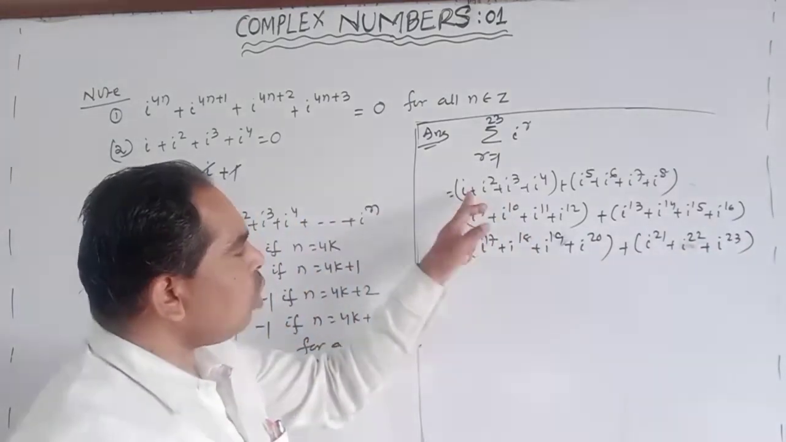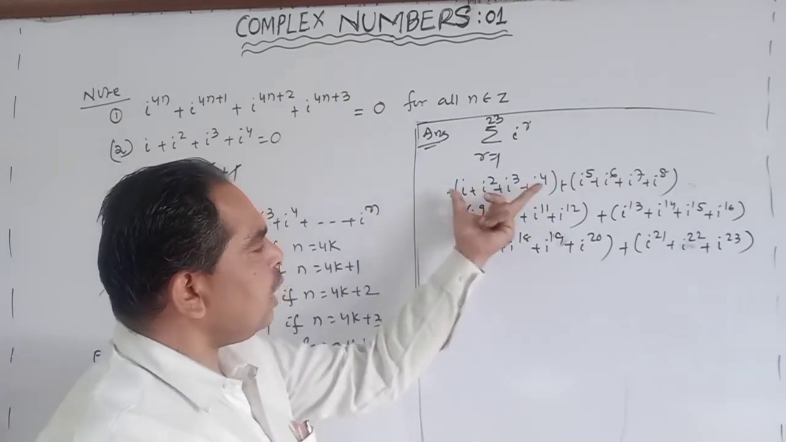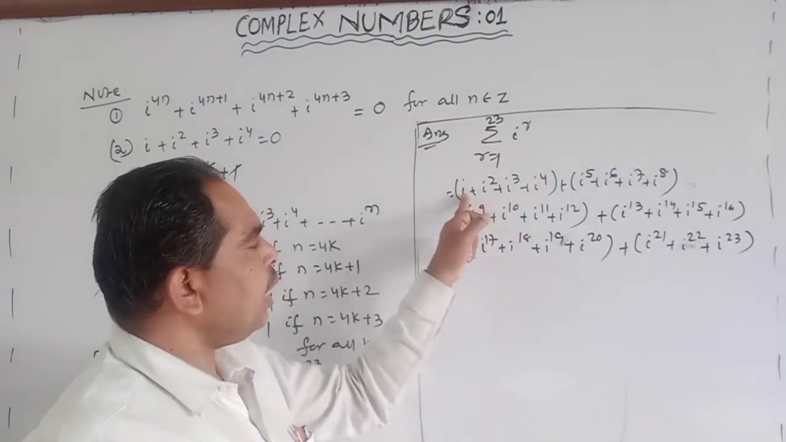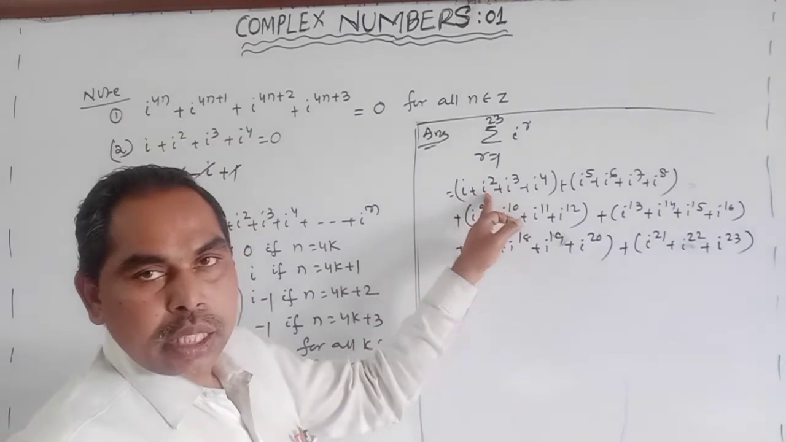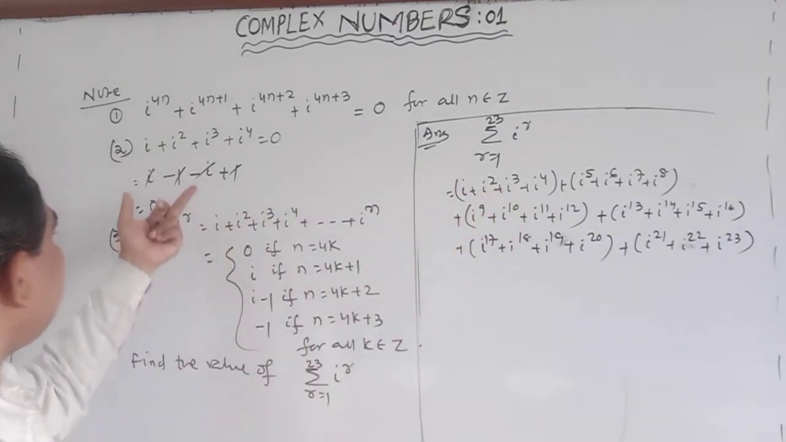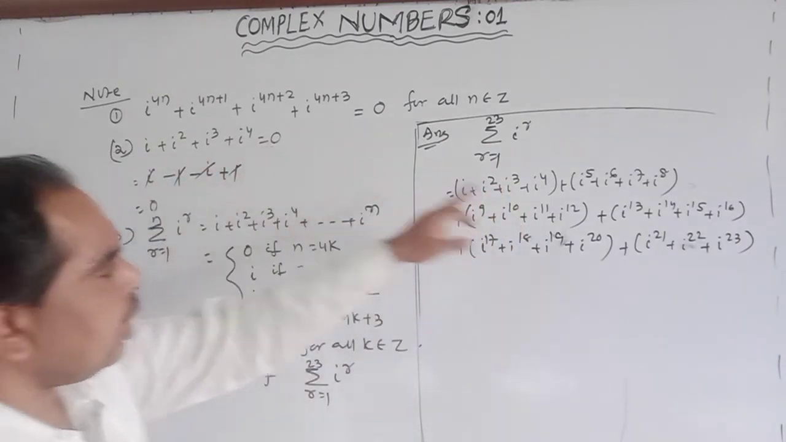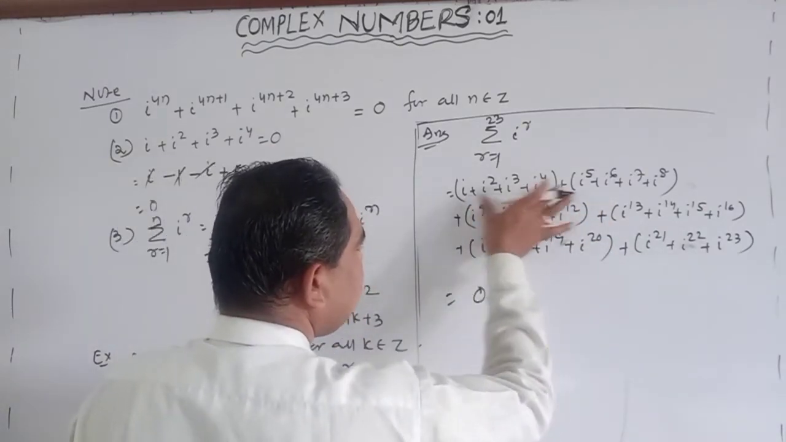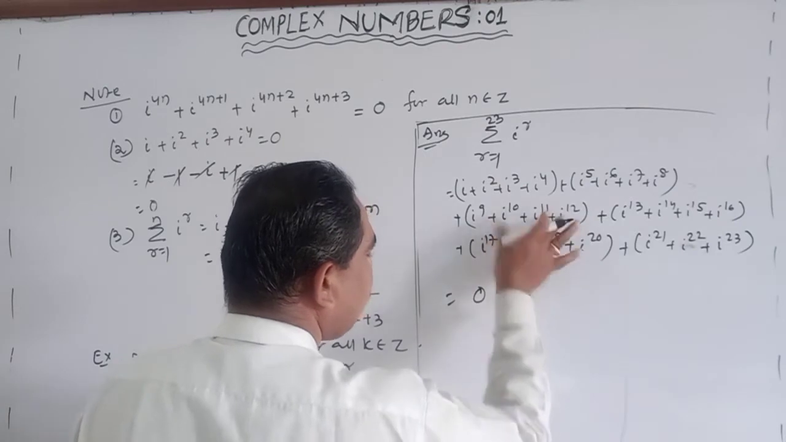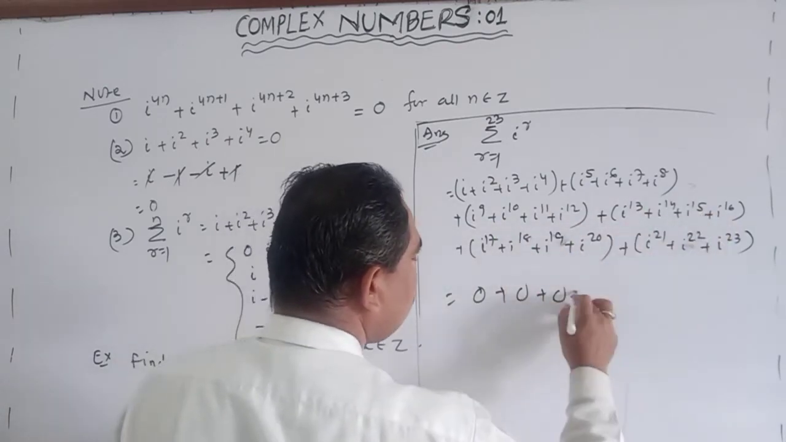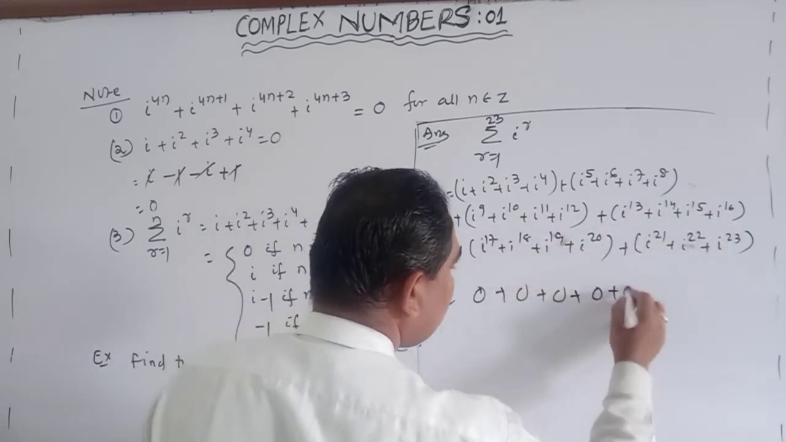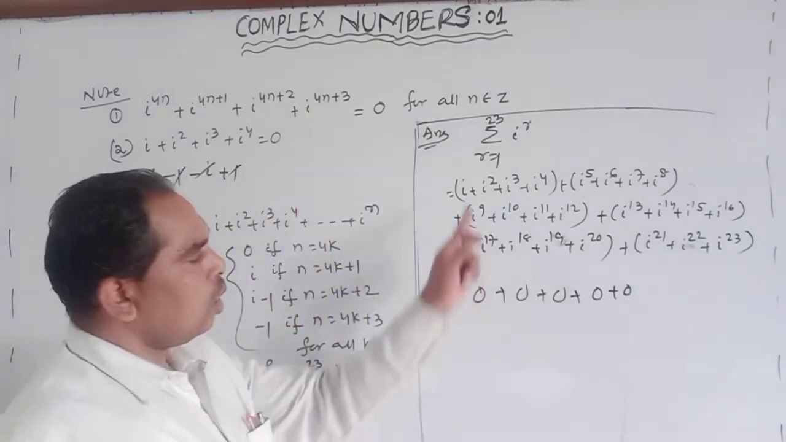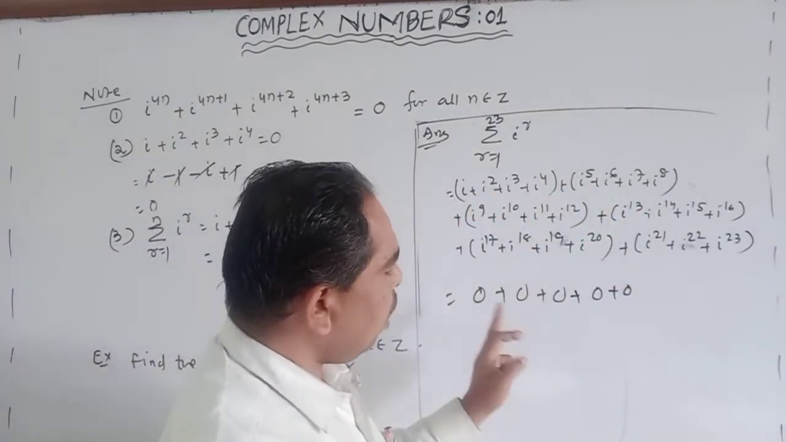The sum of 4 consecutive powers of i is 0, so this is 0. i plus i square means minus 1, i cube means minus i, using this formula it is 0. The first group is 0, the second also 0, third 0, fourth 0, fifth also 0. So 5 terms are 0.